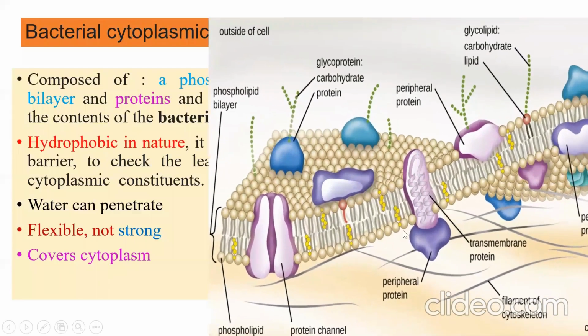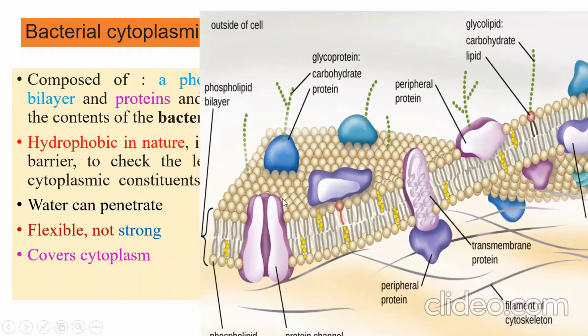So here we can see the phospholipid bilayer, the peripheral proteins, and the transmembrane protein. When the protein is combined with sugar molecules, it is a glycoprotein, and when it is combined with a lipid, a glycolipid is formed, when the sugar moiety and the lipid A are found.